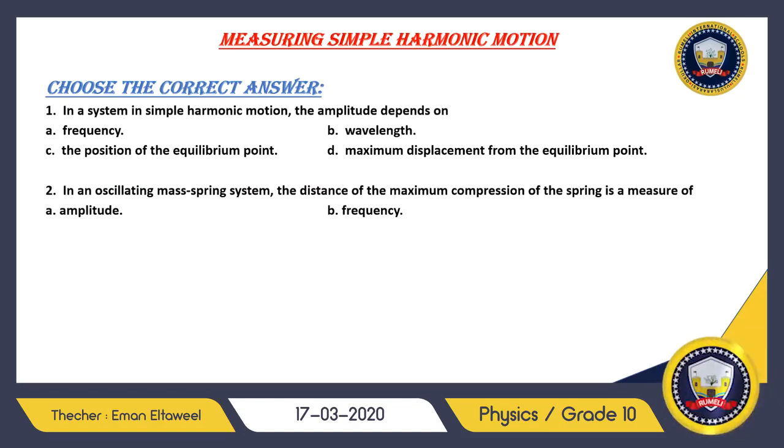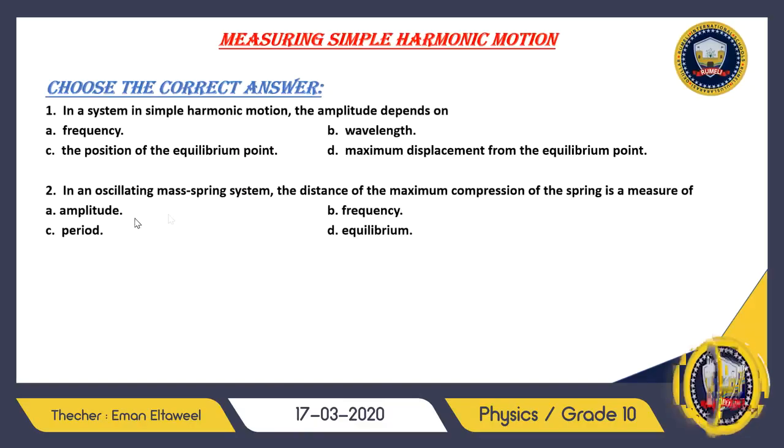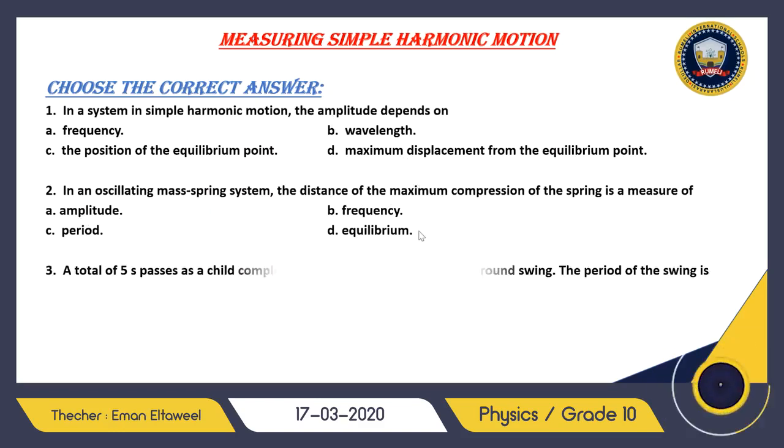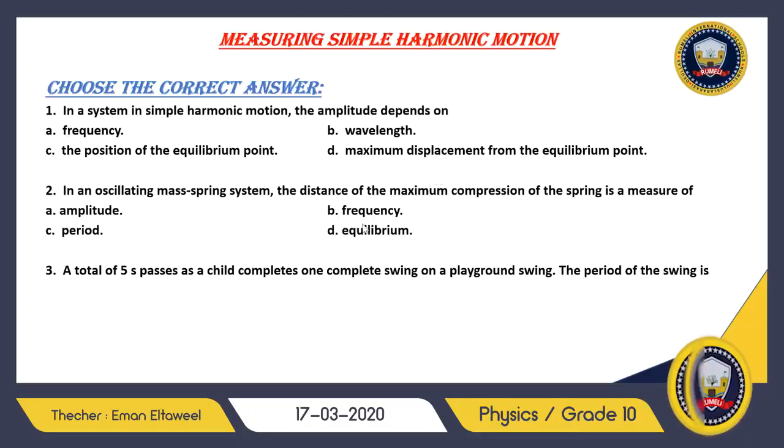What about in an oscillating mass spring system? The maximum compression of the spring is a measure of amplitude, frequency, period, or equilibrium. What does it mean? The maximum compression in the mass spring system refers to, yes, again amplitude, because amplitude means the distance of the maximum compression away from the equilibrium point, or the maximum displacement away from the equilibrium point. Both of them are the same. So here it will be D and here it will be A, amplitude.